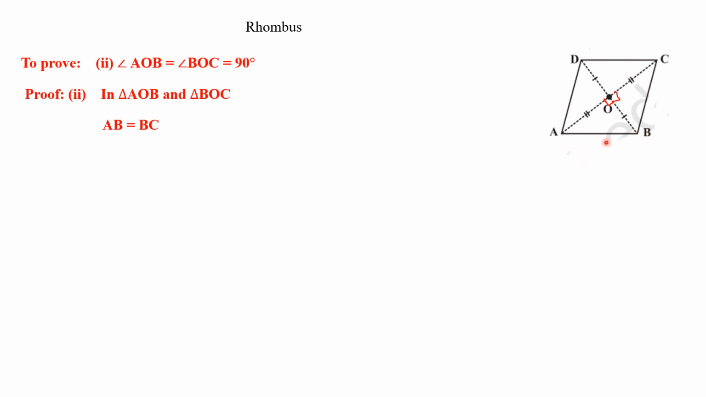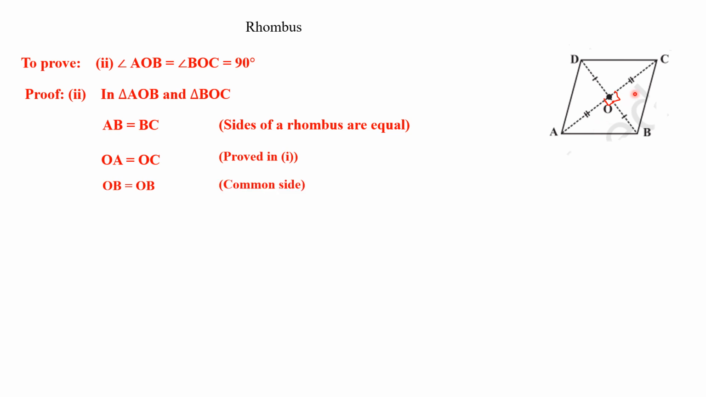So in these two triangles, first, AB is equal to BC, because this is a rhombus, so all the four sides will be equal. So AB will be equal to BC, they will have equal measure. Next, OA is equal to OC. Just now we have proved in the first case that the diagonals bisect, so OA will be equal to OC. Now the third case, OB. This side OB is common for triangle AOB and triangle BOC also. So this is the common side.